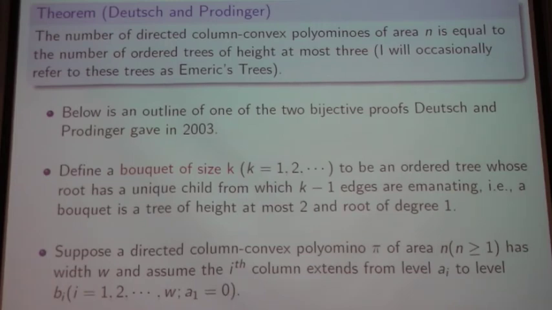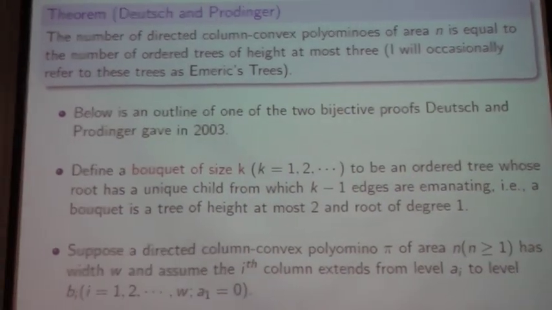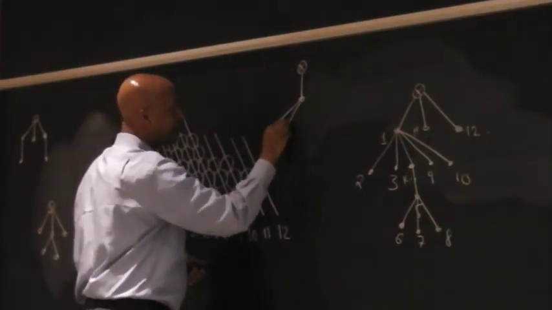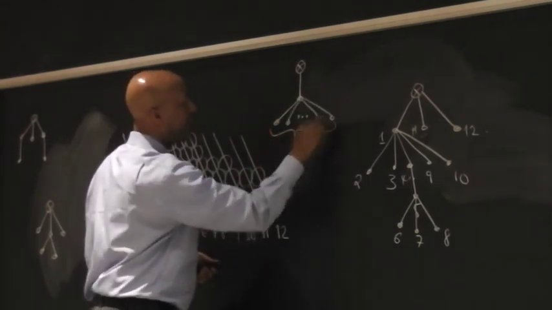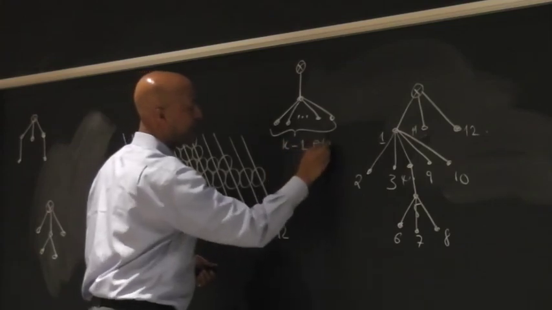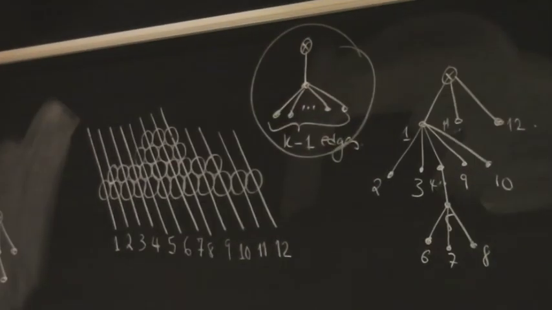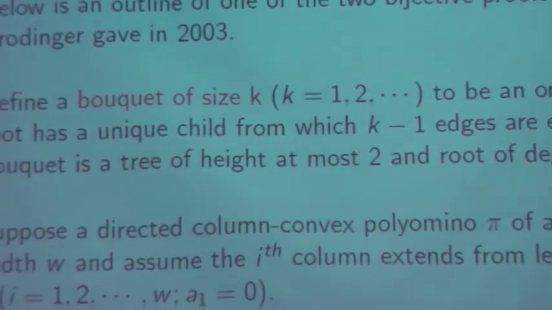Okay, so you define a bouquet of size k to be an ordered tree whose root has a unique child from which k minus 1 edges are going to be connected. So here your bouquet is, you start with the root, there's going to be one edge connected to that, and then these guys here are k minus 1 edges. So this is what we call a bouquet of size k. There are k edges, and it's a tree of height 2, consisting of k edges. You with me on that?